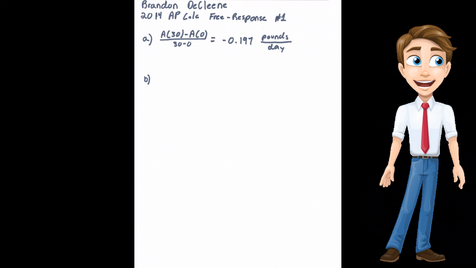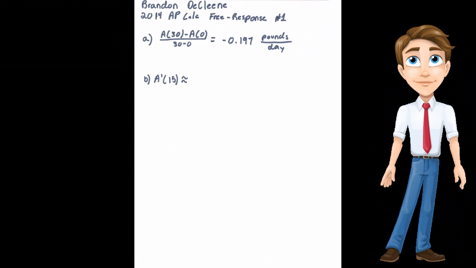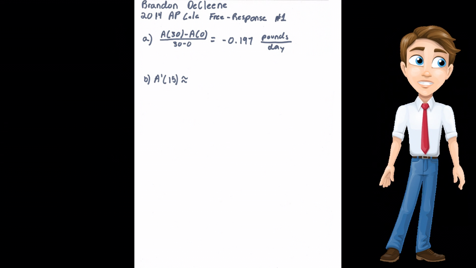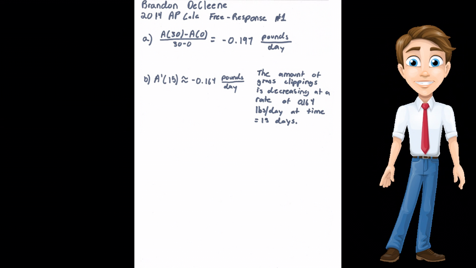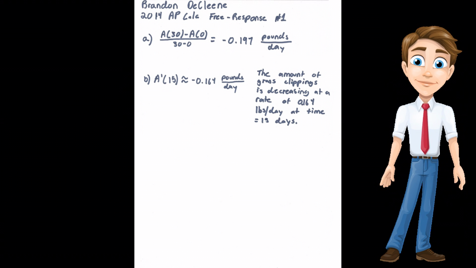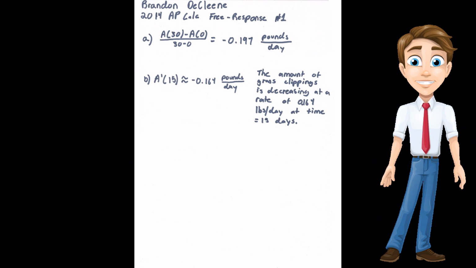Part B asks us to find the value of A prime of 15. Then, using the correct units, interpret the meaning of the value in the context of the problem. This is super easy to do on your calculator. Just type it in. I got A prime of 15 is approximately negative 0.164 pounds per day. In order to interpret this, I'm going to say that the amount of grass clippings in the bin is decreasing because the rate of change is negative, at a rate of 0.164 pounds per day at a time t equals 15 days.